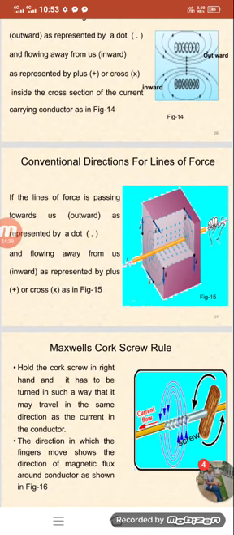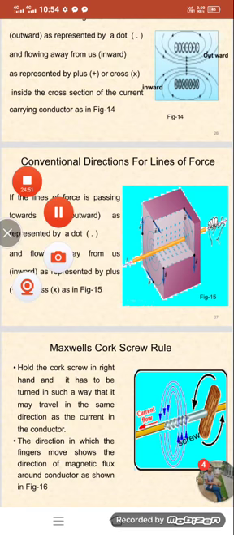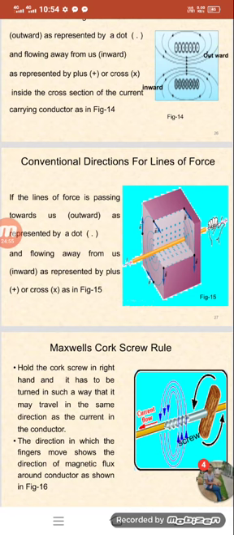After that, Maxwell's corkscrew rule. Normally it is like a screw, we are holding the corkscrew. In explaining Maxwell's corkscrew rule, the corkscrew is held in the right hand, and it has to be turned in such a way that it may travel in the same direction as the current in the conductor. Suppose the current is going away from us, into the conductor.